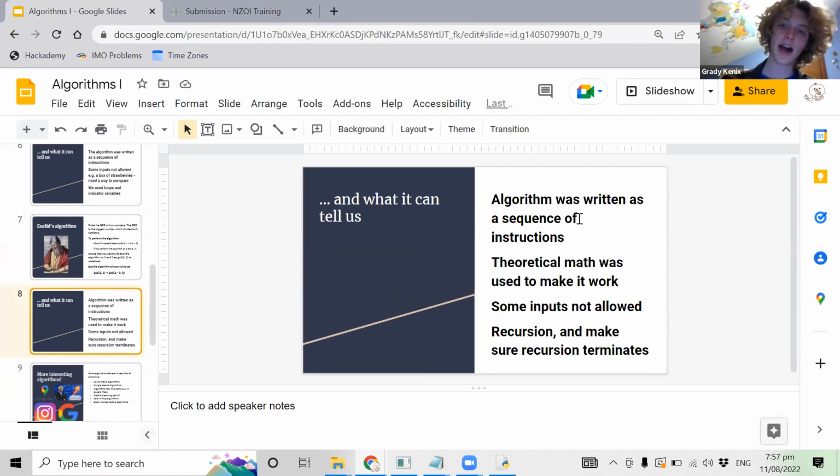Some inputs, again, were not allowed. Algorithms can only take some inputs, and other times they will just fall apart. But if you give them the right inputs, they will work like a charm.